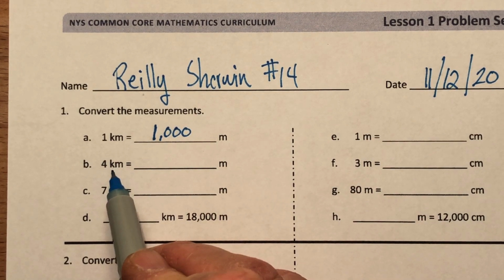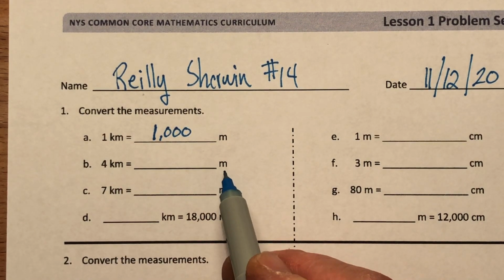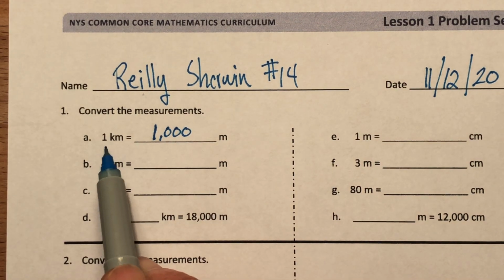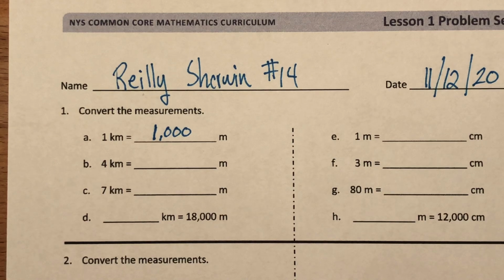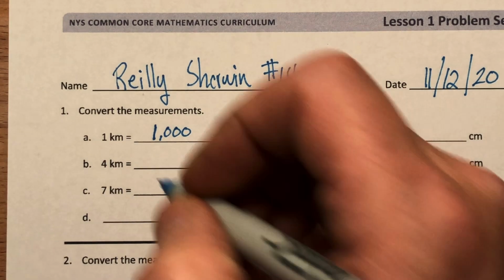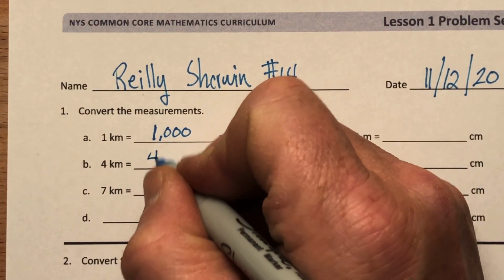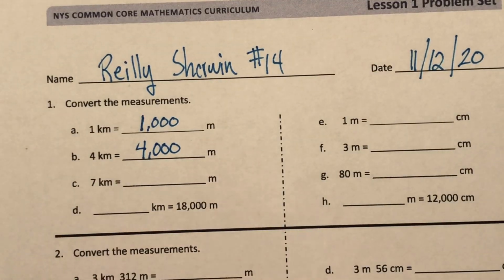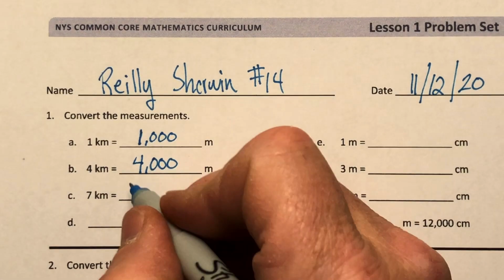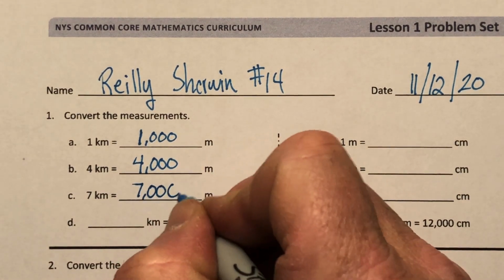So 4 kilometers, how many meters is that? If I know 1 kilometer is 1,000 meters, I know that 4 kilometers would be, that's right, 4,000 meters, so 4,000 meters, okay? All right, 7 kilometers. All right, that would be 7,000 meters.